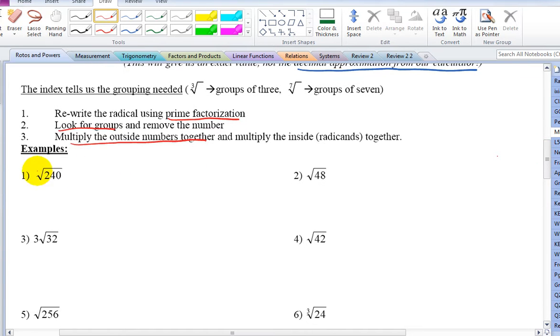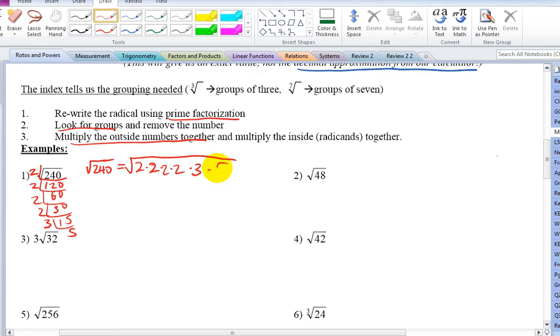So 240, divide by 2, we get 120. Divide by 2, we get 60. Divide by 2, we get 30. Divide by 2, 15. Divide by 3, we get 5. So square root 240 can be broken down into square root 2 times 2 times 2 times 2 times 3 times 5. Okay.